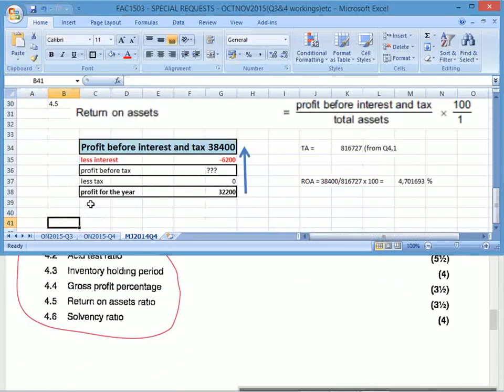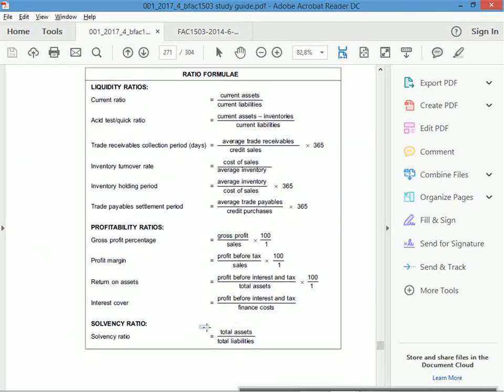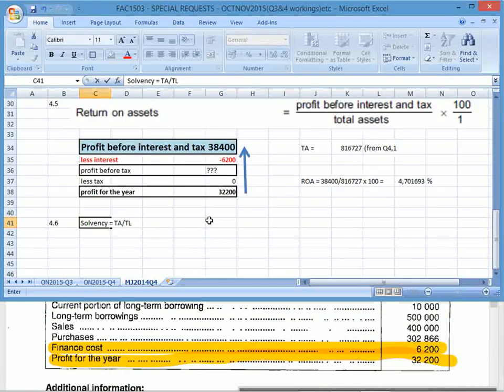Was there another question here? Solvency ratio, 4.6. Solvency is? Correct. TA over TL, right? If you go back and look at your textbook, you can see it there. Total assets over total liabilities. Right, so go back to the question. Can I take this off, this bit? You okay? This top bit, you done with that? Okay, I'll write down the TA. TA is this. TL is all the long term, so we need to work that out.